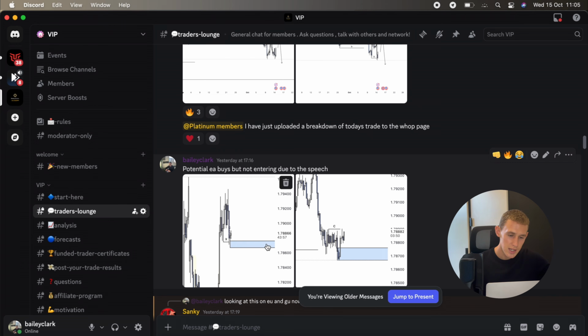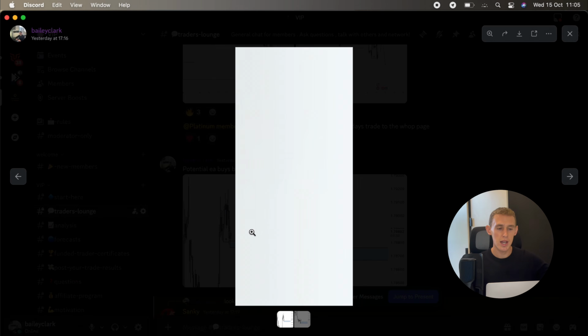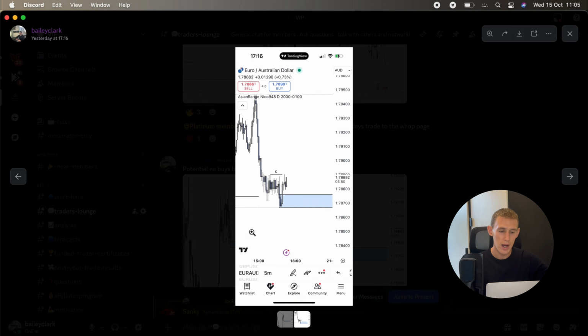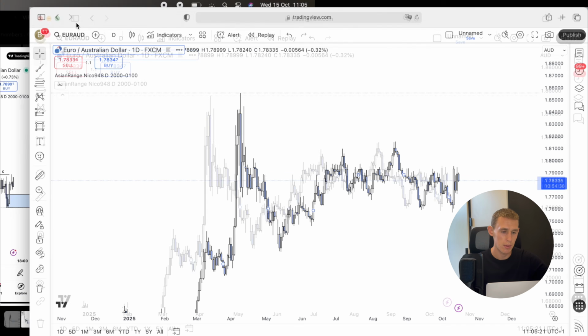And guys, just so you can see that this wasn't just cherry picked in hindsight, you can see here we did call this trade beforehand. This was the analysis yesterday evening. As you guys can see, this is the trade we were looking at.